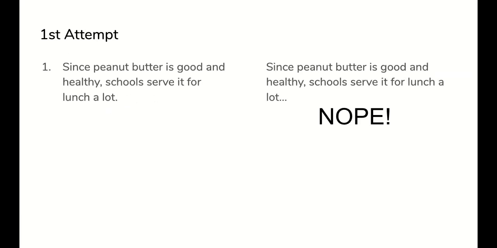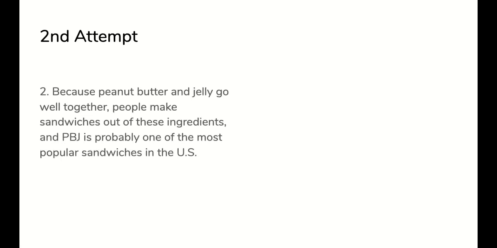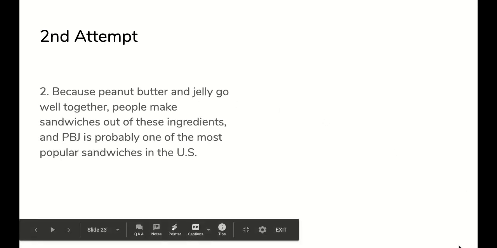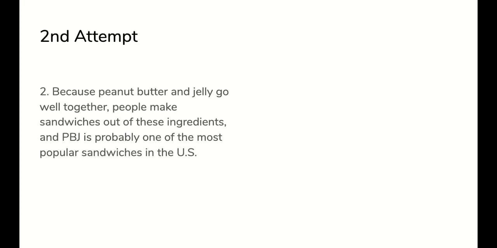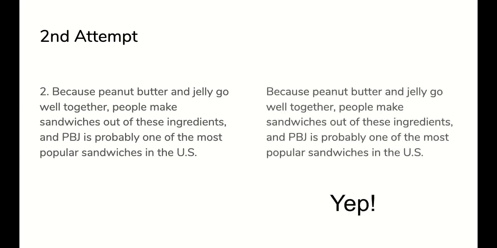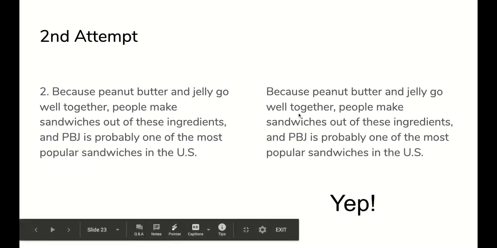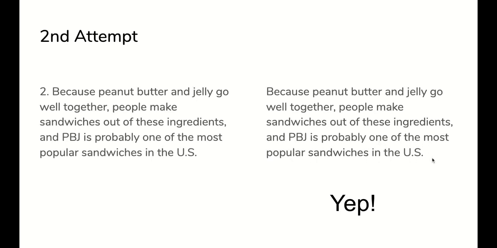So attempt number two. Because peanut butter and jelly go well together, people make sandwiches out of these ingredients, and PB&J is probably one of the most popular sandwiches in the US. Yep, that is a compound complex sentence. You can see that it has the complex part right here, and it has another independent clause making it a compound also. So both of them, all three.